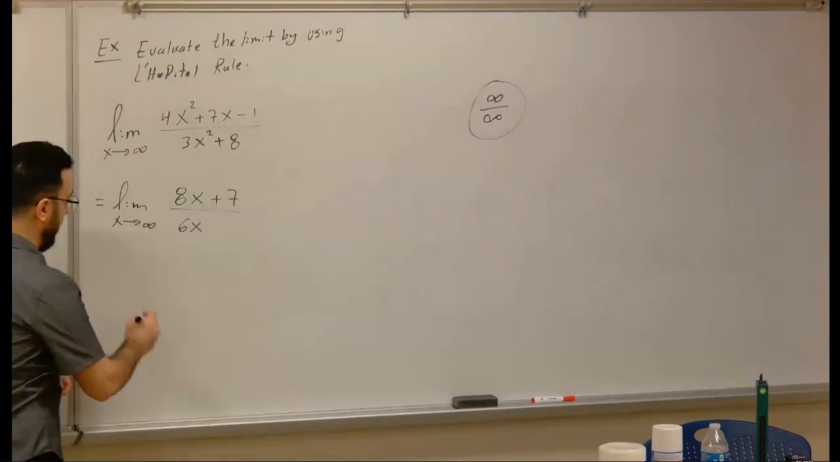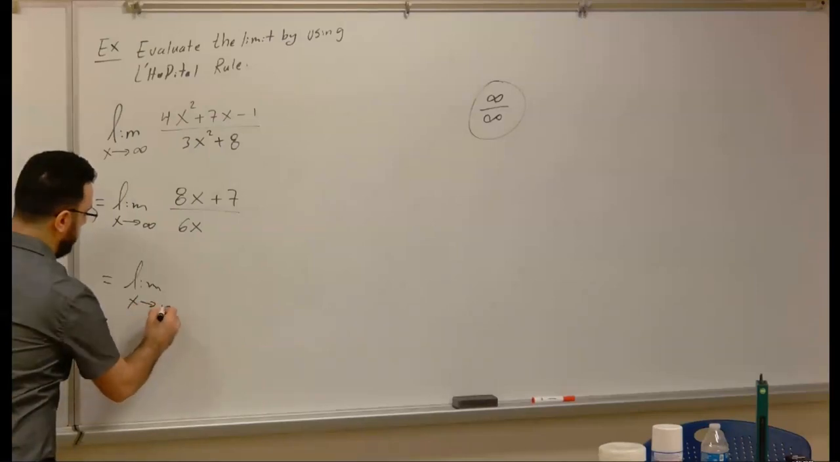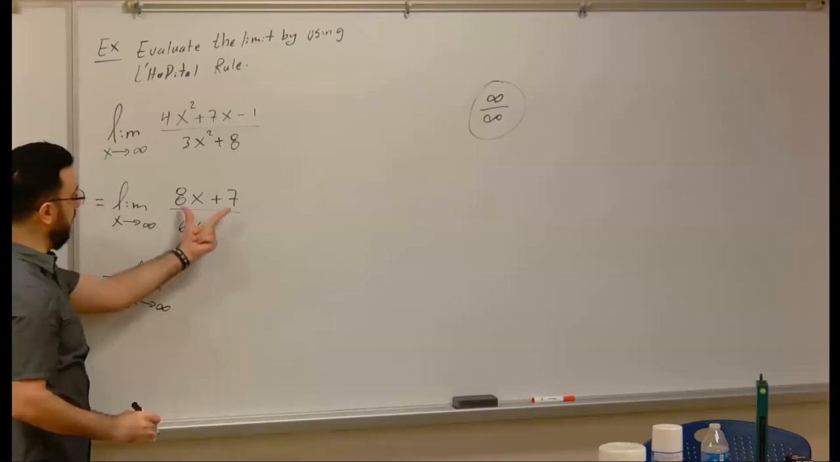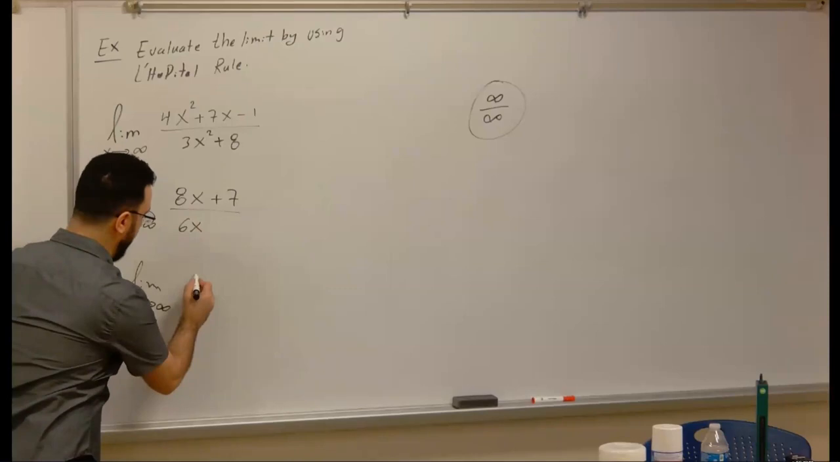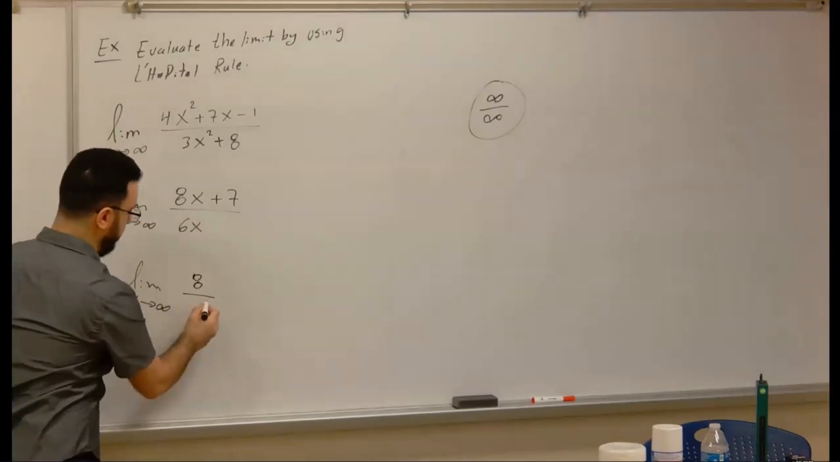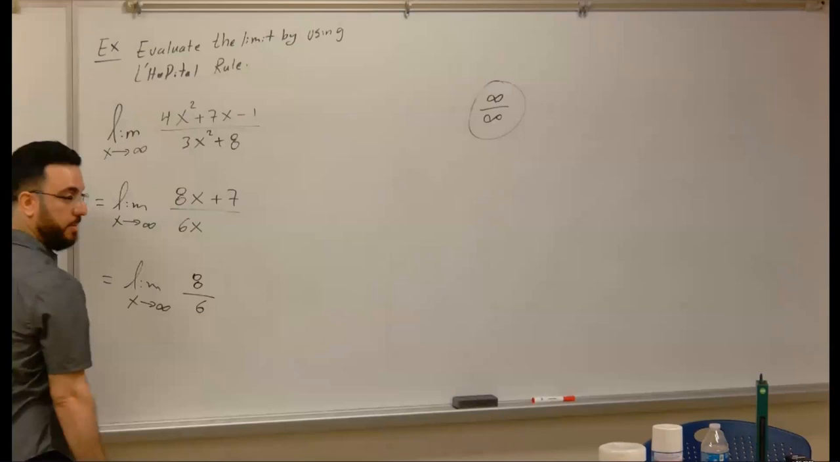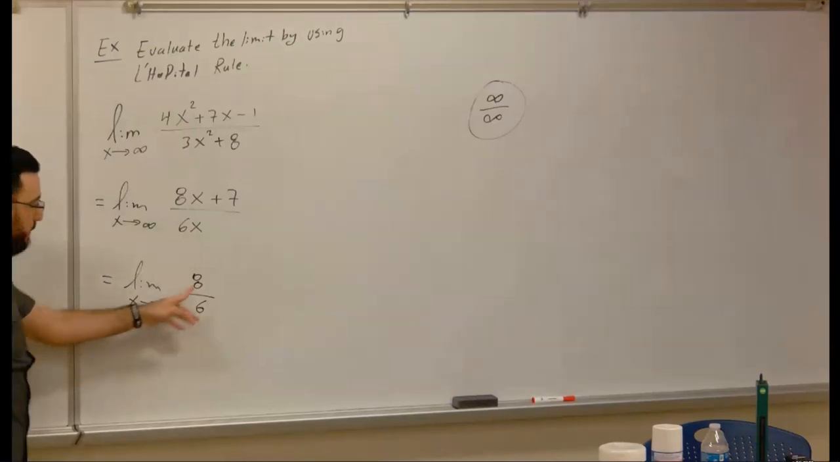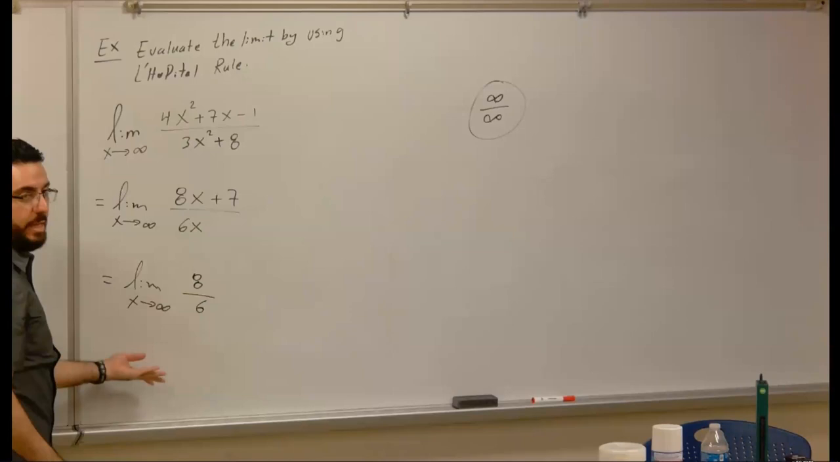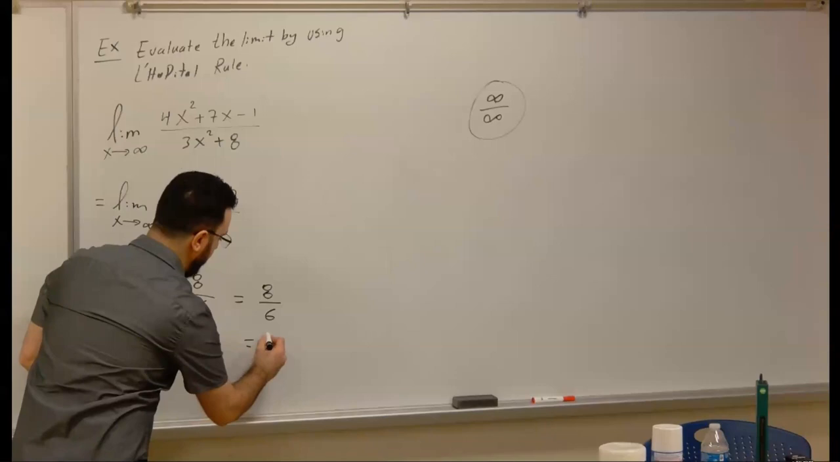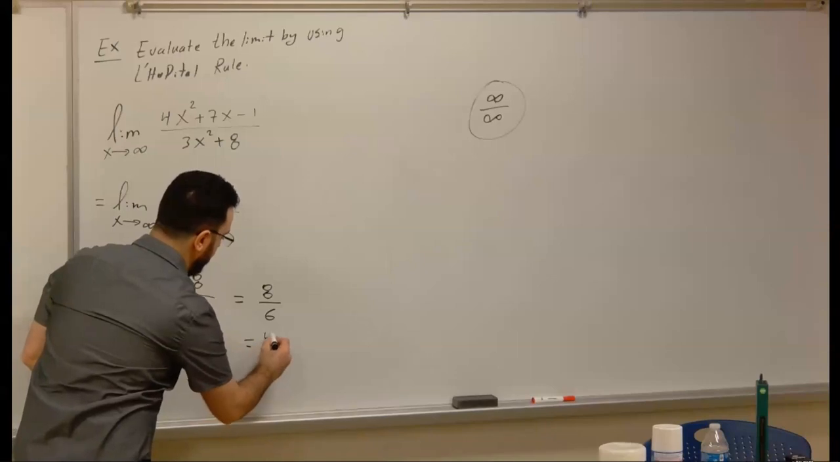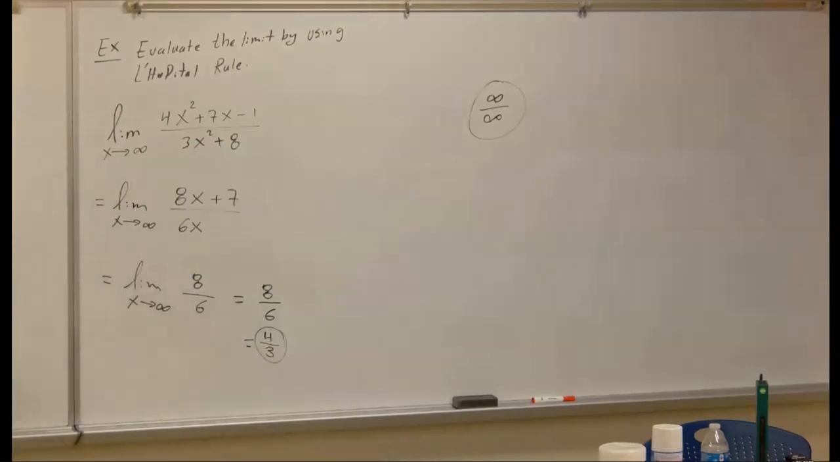I can say it's the limit when x approaches infinity, and I'm going to take the derivative again. The derivative is going to be 8. The derivative for 6x is going to be 6. Now, I don't have to plug in infinity anymore because there's no x. That means this one is going to be 8 over 6. Simplified, it's going to be 4 over 3. That's it. So you can use the L'Hopital rule more than one time.